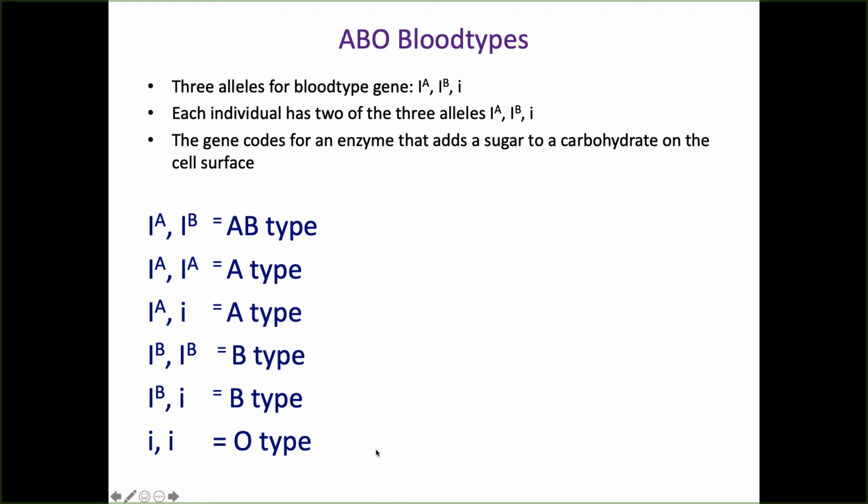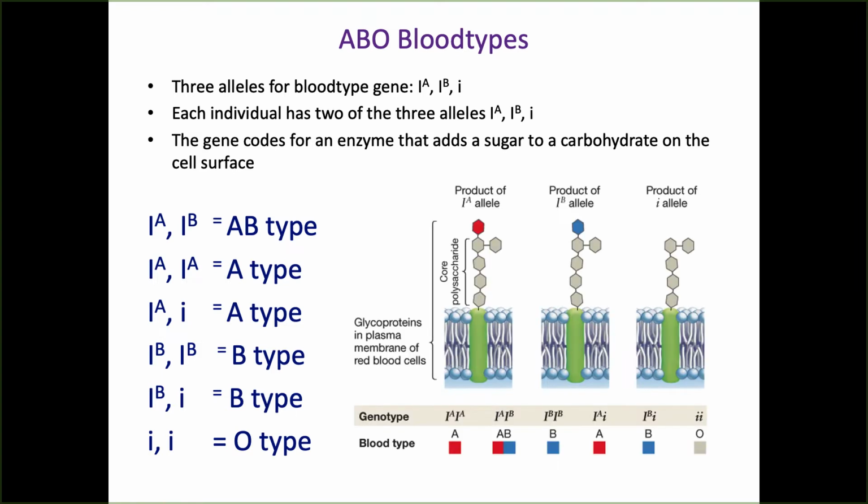This gene actually codes for an enzyme that adds a sugar to a carbohydrate on the cell surface. This results in three different antigens on the cell surface. There's the A antigen shown here, the B antigen shown here, and the O antigen shown here. I'll talk about this in a little bit more detail in my Friday synchronous session.